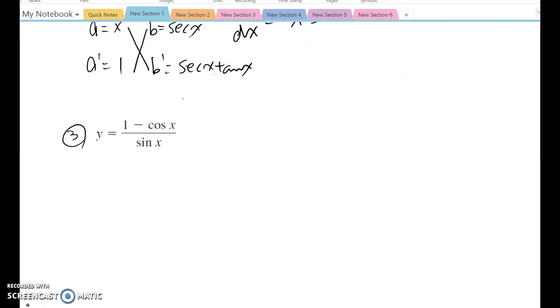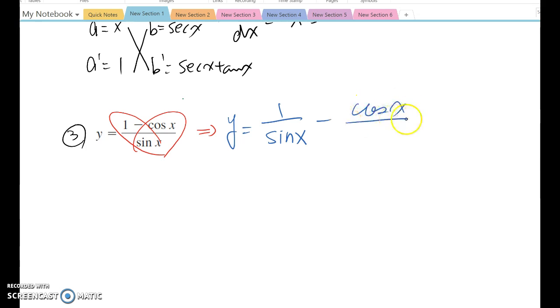What about this question? You may think quotient rule, yeah, it may work. But this time I will use the split rule and break them up. Then it's going to be y equal to 1 over sine x minus cosine x over sine x here, right? Then what's the 1 over sine x? There will be cosecant x, and then cosine x over sine x means cotangent x. So we can simplify this function this way too.